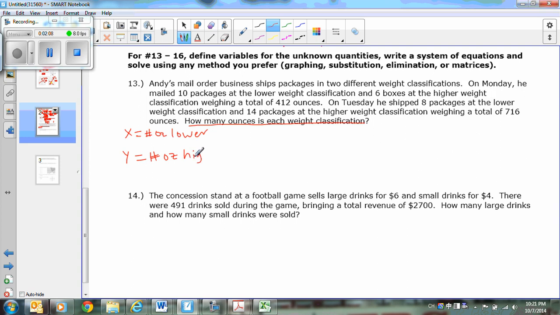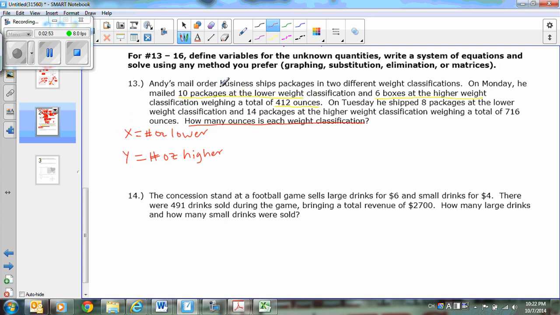Okay, so now, since I have 2 unknowns, to solve for these 2 unknowns, I'm going to have to write a system of 2 linear equations. So to do that, let's go back and look at the problem. I'm going to change colors. Let me change to yellow. All right, and let's take a look here where it says what happened on Monday. On Monday, he mailed 10 packages at the lower weight classification and 6 packages at the higher weight classification for a total of 412 ounces. So that's going to represent one of our 2 equations.